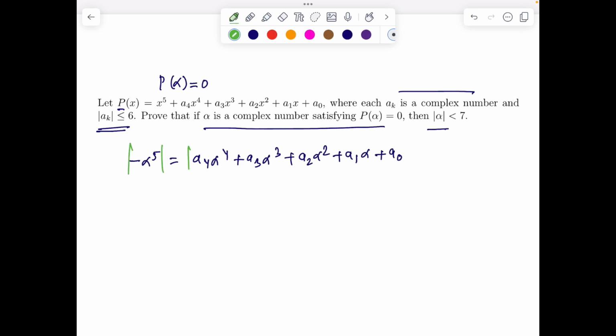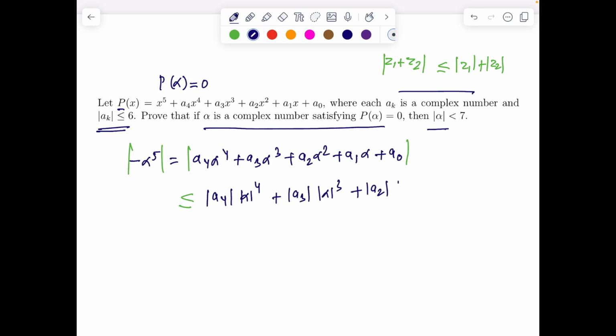So now if I take mod on both sides, I'm going to use the triangle inequality. You know from the triangle inequality of complex numbers, if we have two complex numbers z1 and z2, then mod of z1 plus z2 will be less than or equal to the sum of the magnitudes of z1 and z2. This is a direct consequence of the triangle inequality. So from there we can tell it's less than mod a4 mod alpha^4 plus mod a3 mod alpha^3 plus mod a2 mod alpha^2 and so on and so forth, plus mod a0, where I have used the property that mod of z to the power n is mod z whole to the power n.